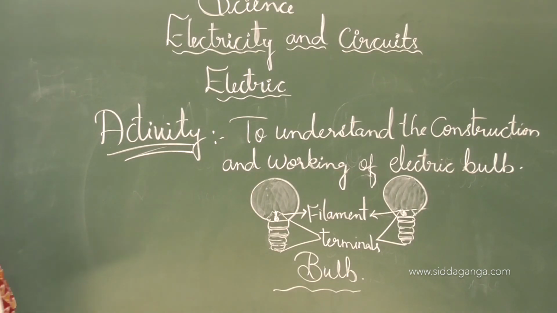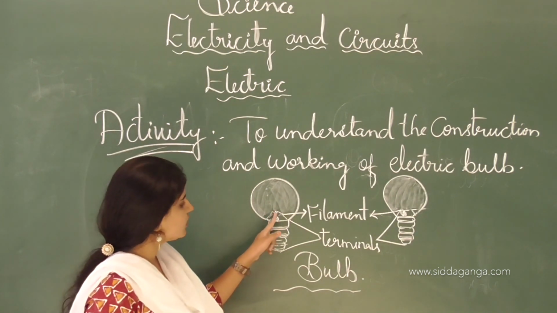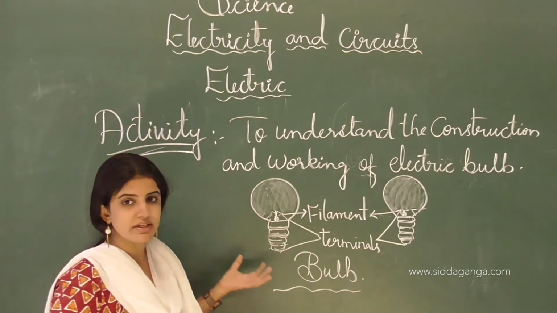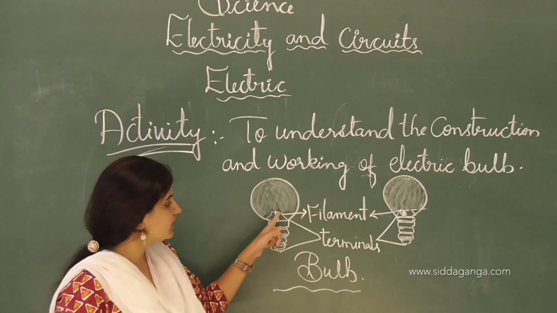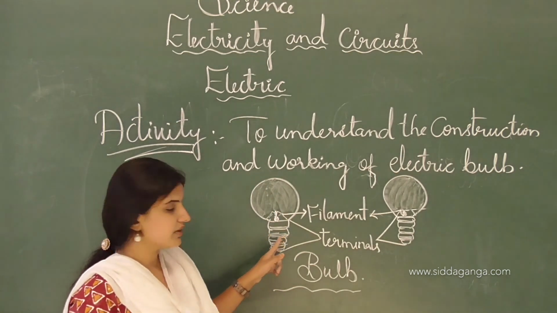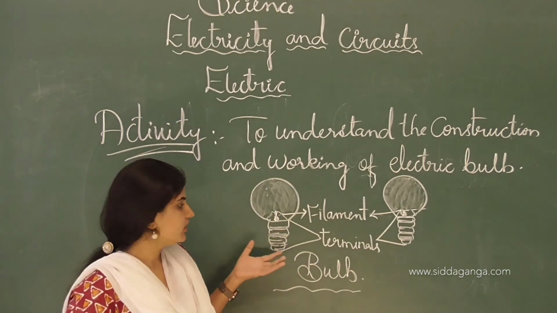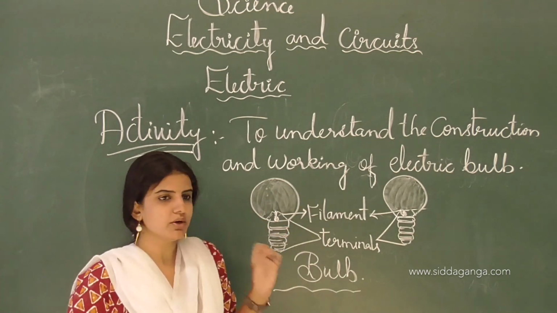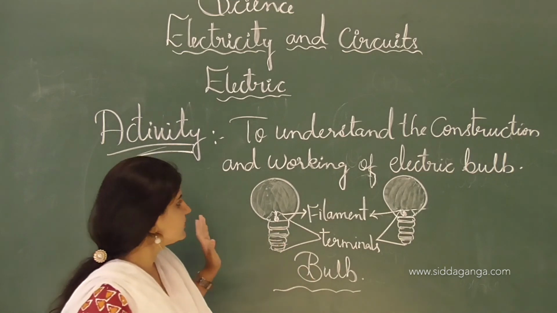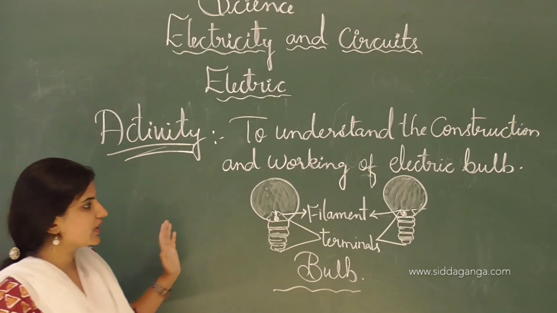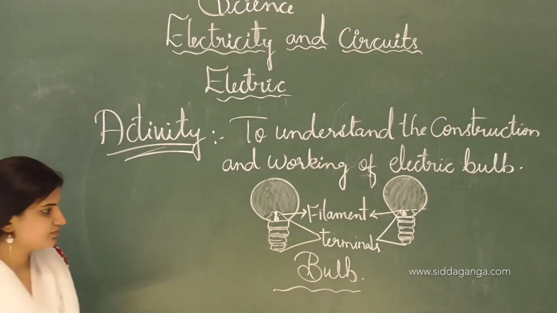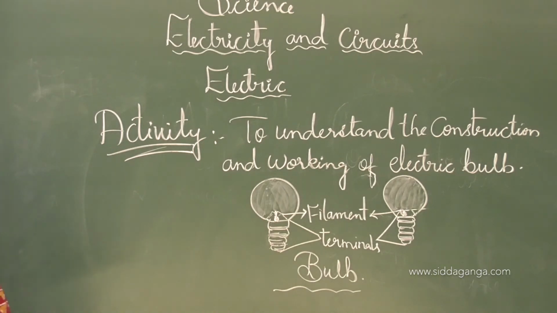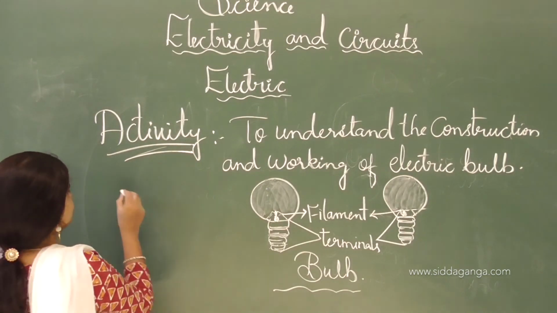Thereby electricity flows from one terminal and passes through the filament, and it gets heated up, and again it passes out from the other wire. Thereby we can say that after heating the filament the bulb will glow, and this is the structure and how it works. From this activity we can say that when the bulb is connected to the torch, only the filament part will glow.